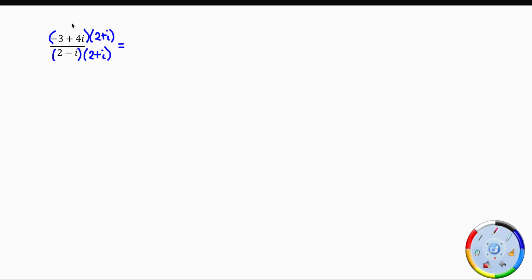So on top, I don't have a shortcut here. It's just a multiply out, use my distributive property to get -6 minus 3i plus 8i. 8i minus 3i is 5i. And then plus 4i squared. Oh, hey, there's an i squared again. Remember, anytime you get an i squared, that's a -1.